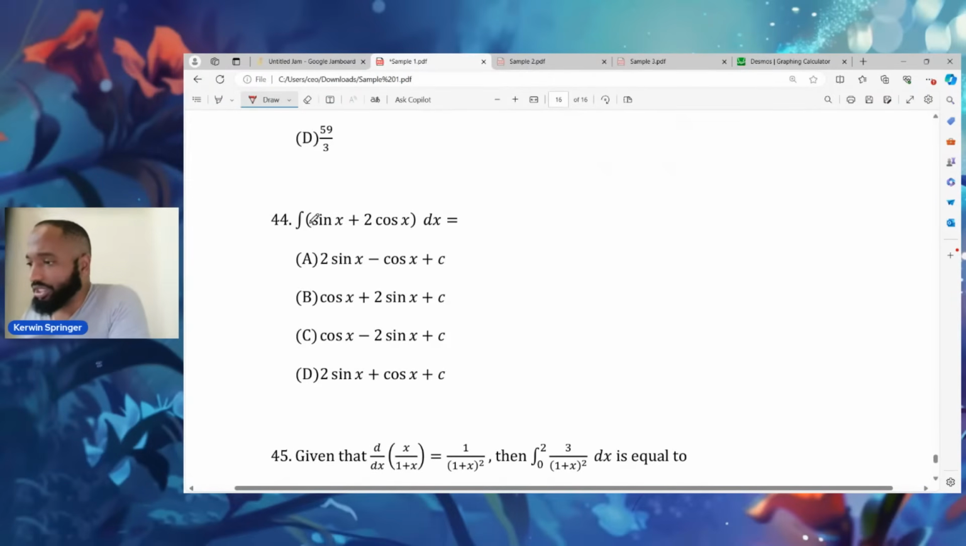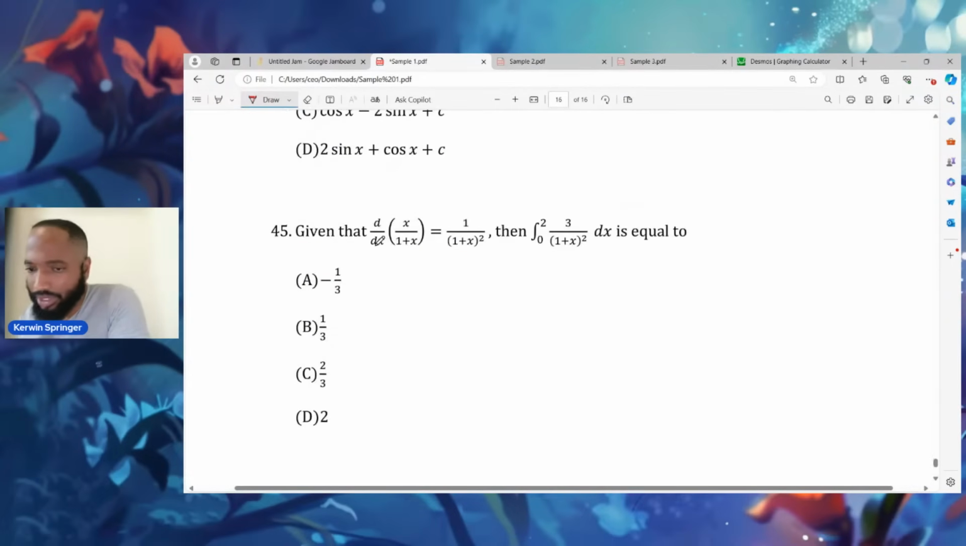Last 2 questions. So we're integrating sine x plus 2 cos x. Well, the integral of sine x is negative cos x. The integral of cos x is positive sine x. Plus c, right? Given that we differentiate this and we get that. So they're telling you if I differentiate this, it will go to this, meaning if you integrate this, you'll get that. They're helping you out here, but my calculator doesn't help me out already. I don't need your help. 1 plus x, 1 plus x squared.